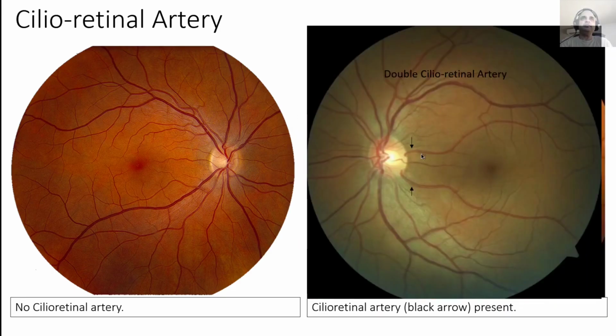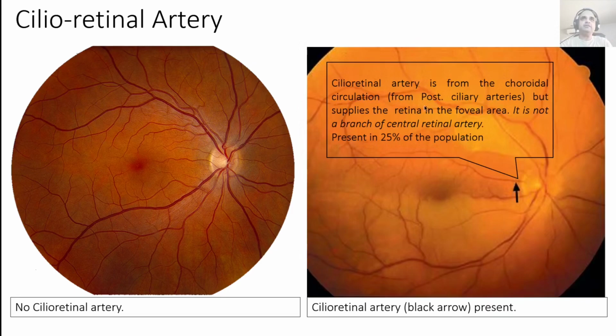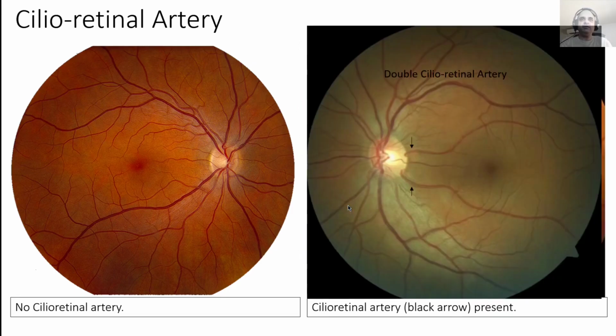So this is a patient who has a double cilio-retinal artery, again from the choroidal circulation. So the area that is perfused by the cilio-retinal artery in this case is greater as compared to if you have a single cilio-retinal artery.